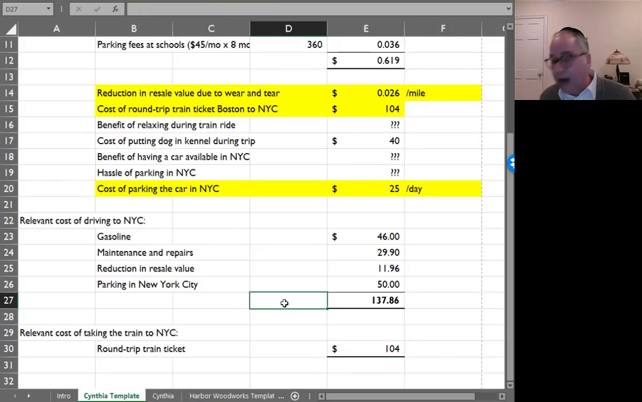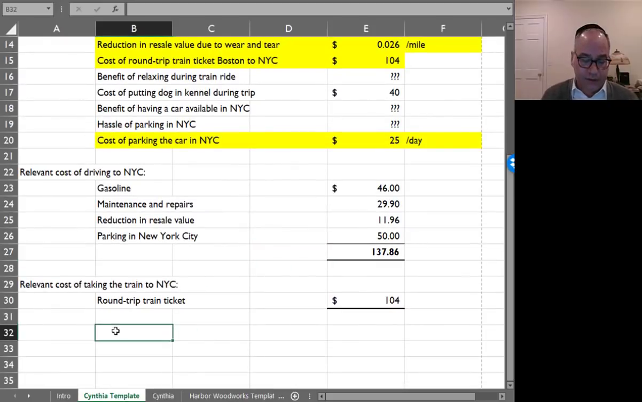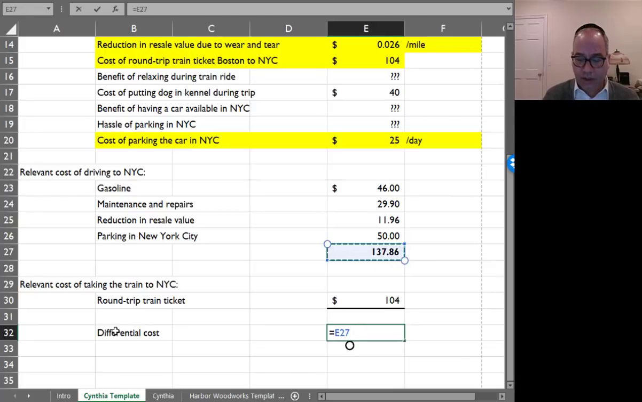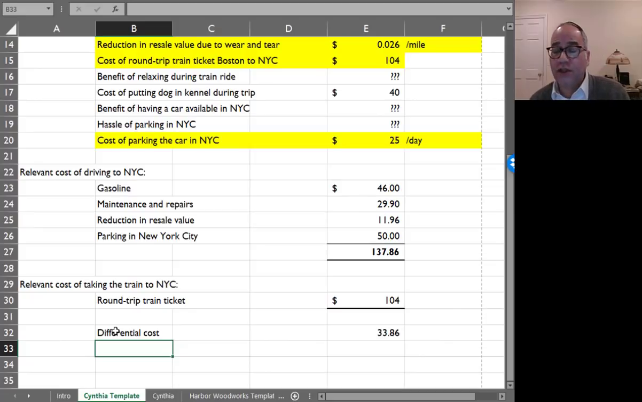So now I've broken this down into a very simple question. The differential cost is $137.86 minus 104, or $33.86. That is the differential cost. So is it worth saving $33.86 to take the train?